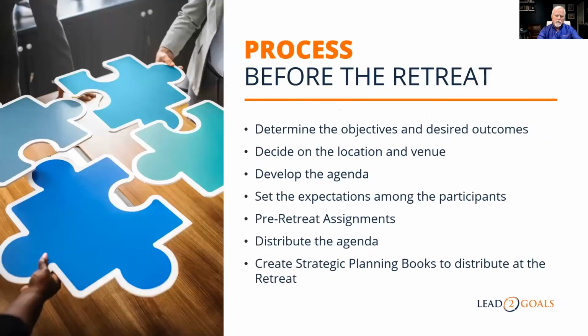So there's a lot that has to go on prior to the strategic planning event itself, and the first thing that has to happen is that the boss or the head, the group, whatever that decision-making process is, is going to want to sit and determine the objectives and the desired outcomes, and share those with your facilitator. Make sure your facilitator knows what it is that you're trying to get out of this, because that person will get those things out of it for you.